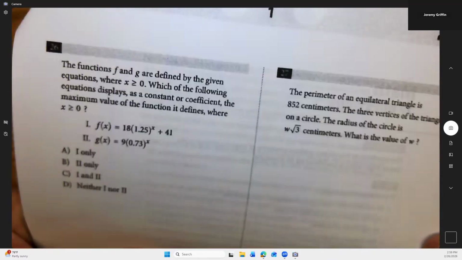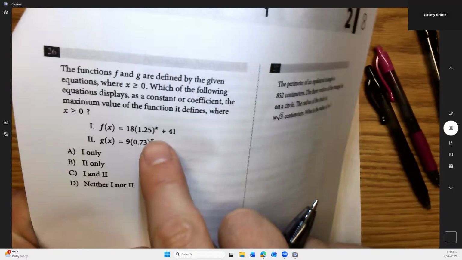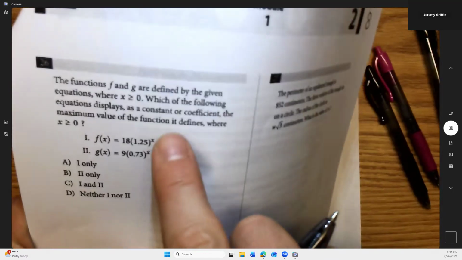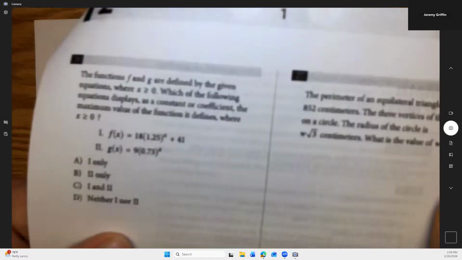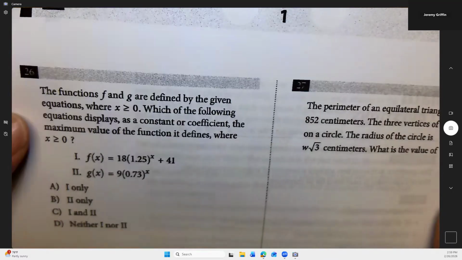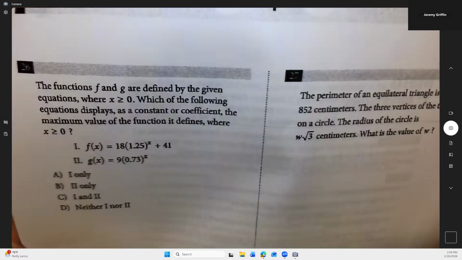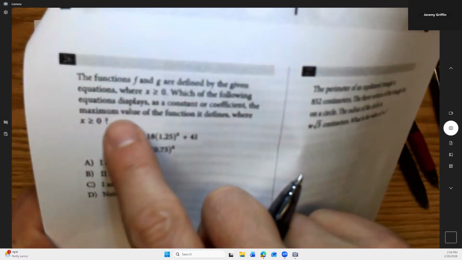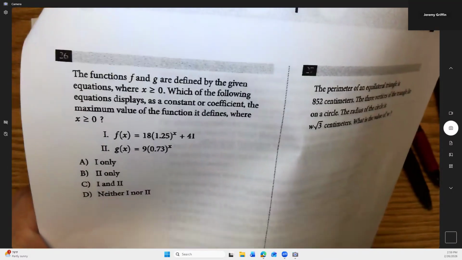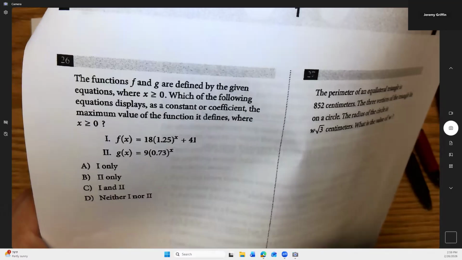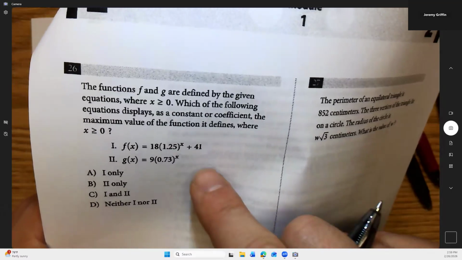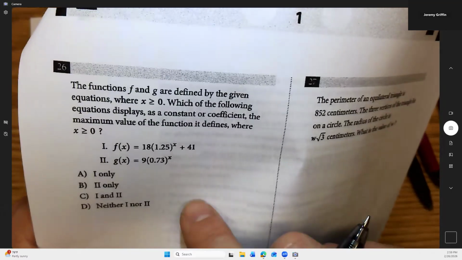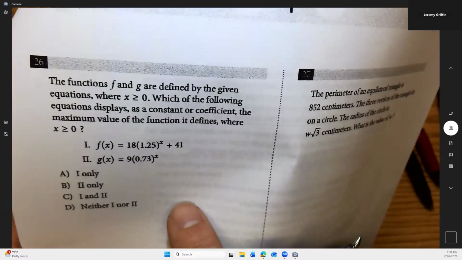The functions f and g are defined by these equations. Which of the following equations displays as a constant or coefficient the maximum value? Right. I see different versions of this. Sometimes they ask for like a y-intercept, but here we're looking for a maximum value.